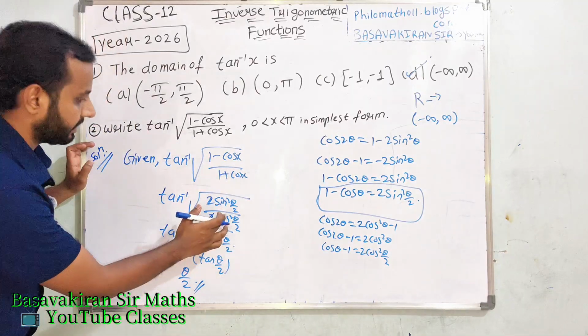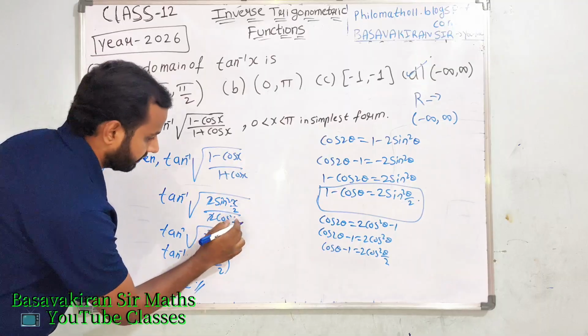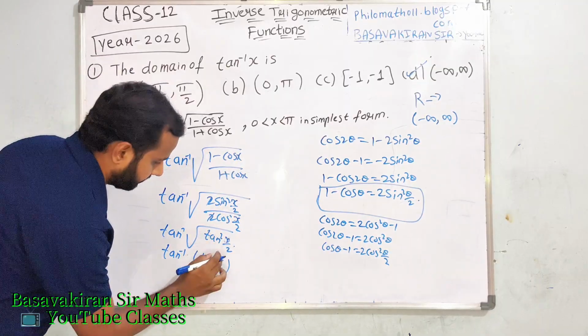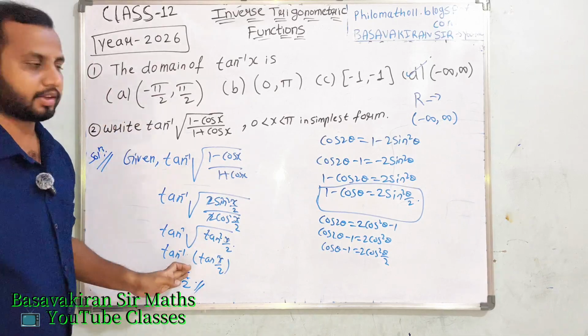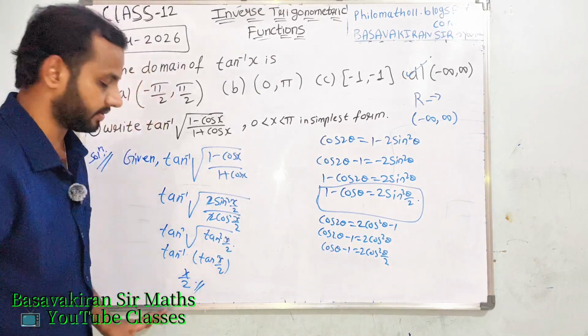But here we are using x, so it will be x by 2. If x is given in the question, use x; if theta was there, use theta. This is the final answer, x by 2. Thank you.